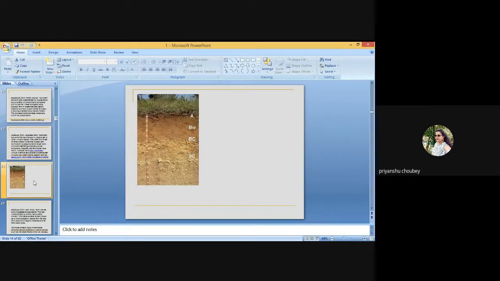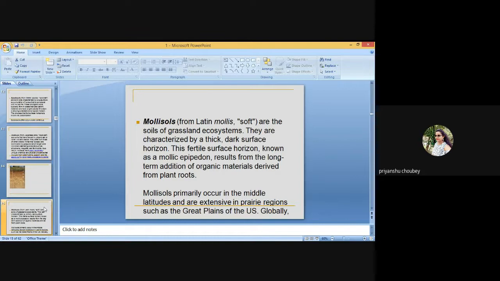This is a picture of andisols. Mollisols, from the Latin mollis, soft, are soils of grassland ecosystems. They are characterized by a thick dark surface horizon.